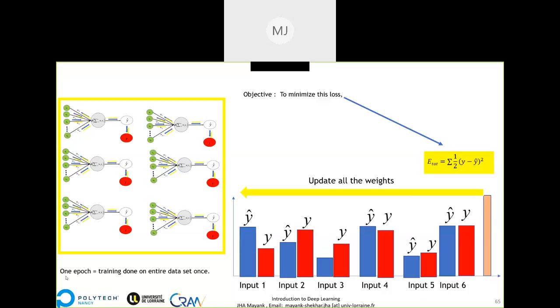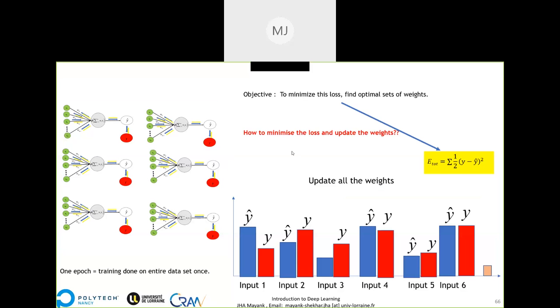Now, you will also come across the term one epoch. One epoch is basically when the training is done on the entire data set. So here, let's say you have six input data. When you have finished training on all of them, that would be known as one epoch. So in batch training, if you have just one batch which has all the input data, that would be one epoch. Okay. And you would take the total of all the losses, backpropagate the loss into the network and update all the weights all at once. Okay, let's go ahead.